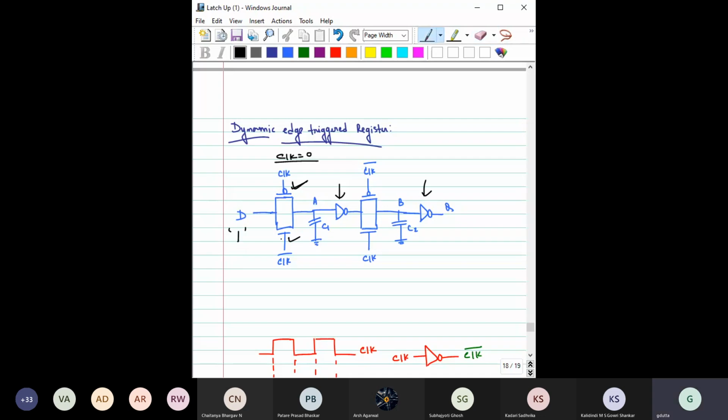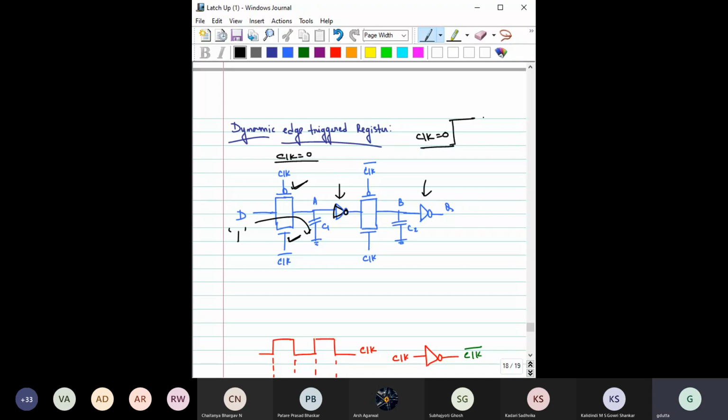Now this transistor is on, this transistor is on. This capacitor was initially discharged. This capacitor is the capacitor of this inverter only. It is not any additional capacitor. Okay. So it will now go and charge this capacitor, right? Okay. Now say up to now it is 0, clock 0.